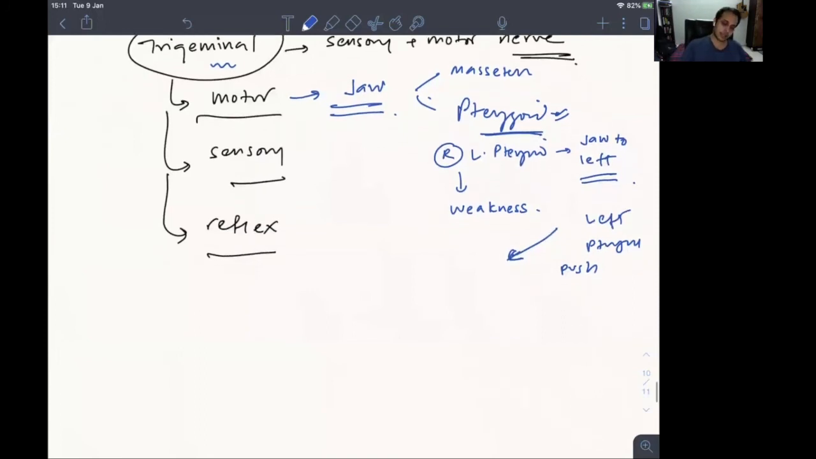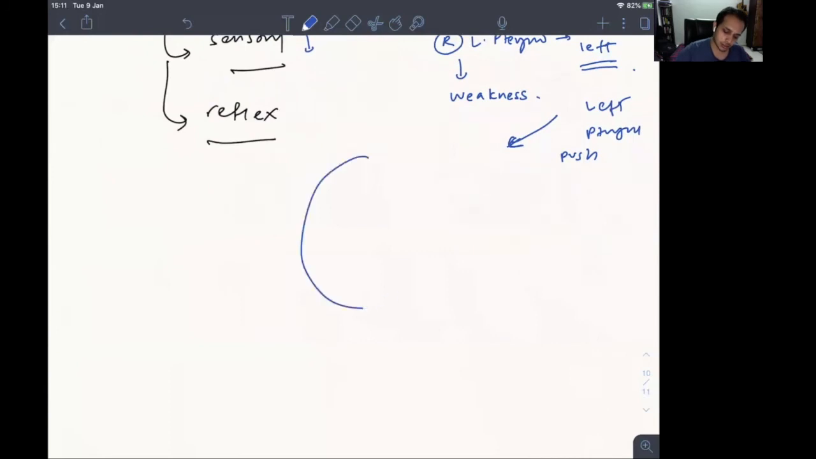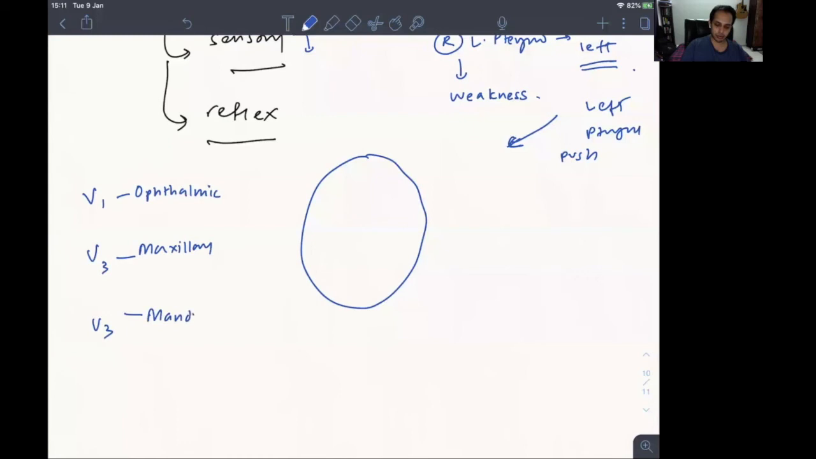Okay. Now that is your motor. Now sensory, we covered it briefly, I think, during Bhavesh's case presentation, but I'll just cover it again. There are two aspects to the sensory examination. One is nerve wise. So trigeminal nerve is composed of three subtypes. That is ophthalmic, maxillary, and mandibular. And that is V1, V2, V3.